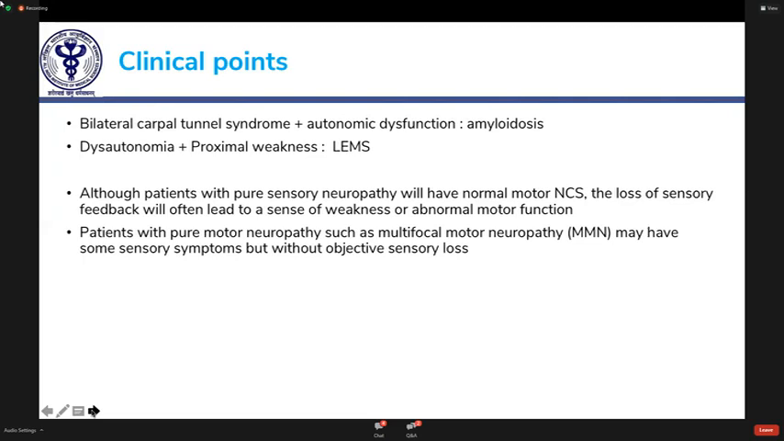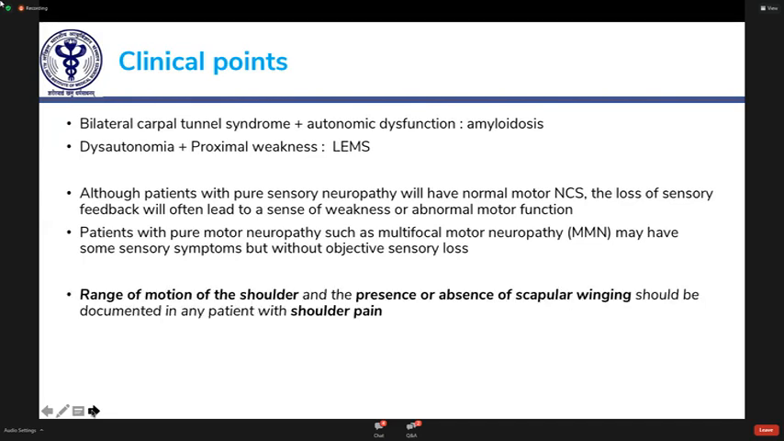The same thing happens in the pure motor neuropathy, like multifocal motor neuropathy. They may have some sensory symptoms, but they do not have objective sensory loss. So you shouldn't get carried away with it.